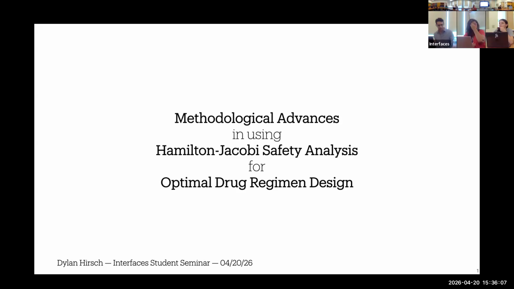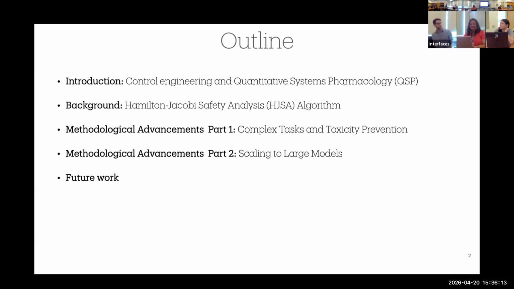And then hopefully I'll have enough time to actually talk about some of the algorithms we've been developing in the lab. So the outline today is, I want to talk a little bit about what control engineering is, and really where I think these algorithms that have been used in control engineering can give us insights into pharmacology.